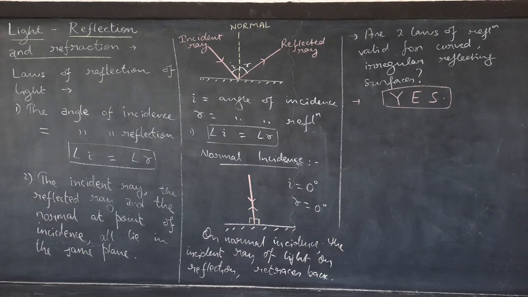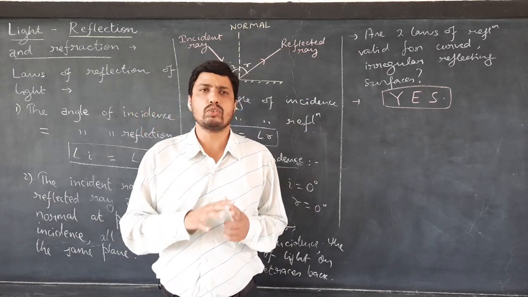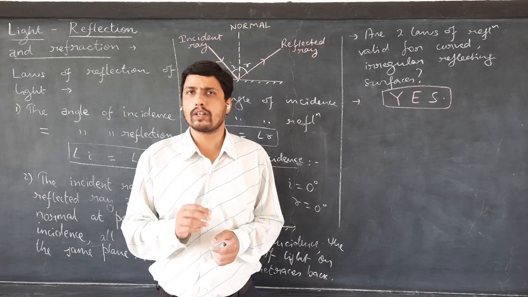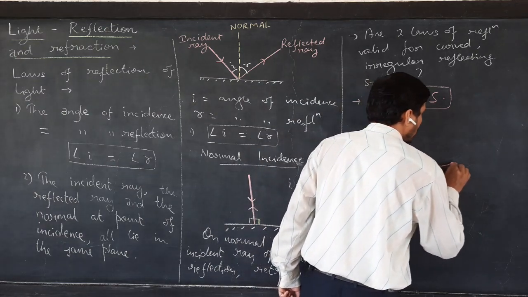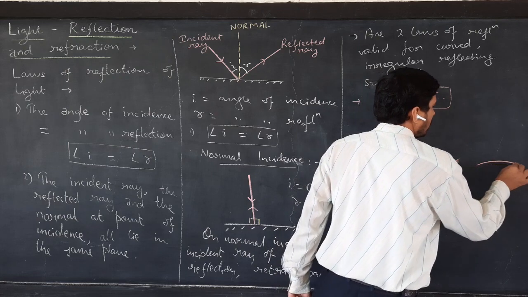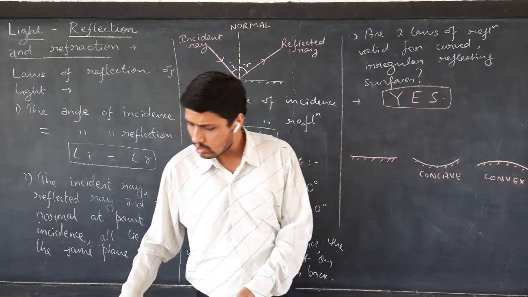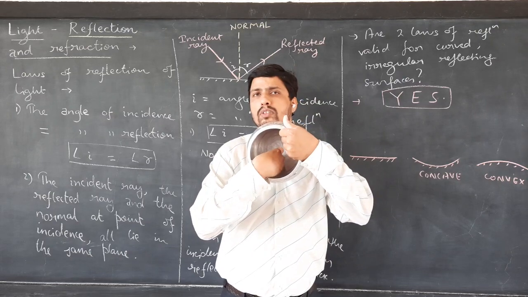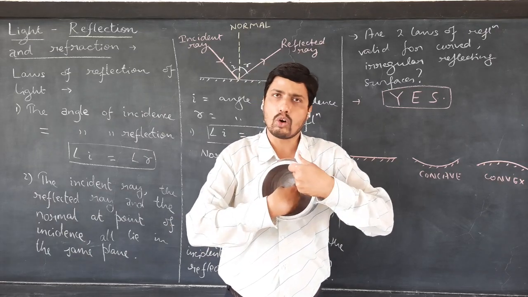The laws of reflection are valid for any kind of surface, whether it is smooth, rough, round, oval, hyperboloid, whatever shape you might have. The laws of reflection will always hold true. Suppose we have a plane reflecting surface like so. We have a smooth curved reflecting surface like so. This is concave. This is what we call a concave mirror. Then we have a convex. You already have the idea of concave and convex from your previous classes. Suppose there is a curved surface like a bowl. The inner surface is concave, and this outer bulging portion is convex.